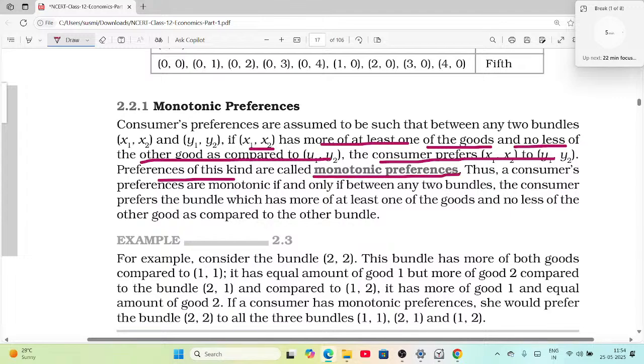Monotonic preferences: when a bundle has at least one more, or no less, of the other good, does the consumer prefer it? Preferences are monotonic if and only if between any two bundles the consumer prefers the bundle which has more of at least one of the goods and no less of the other good as compared to the other bundle.